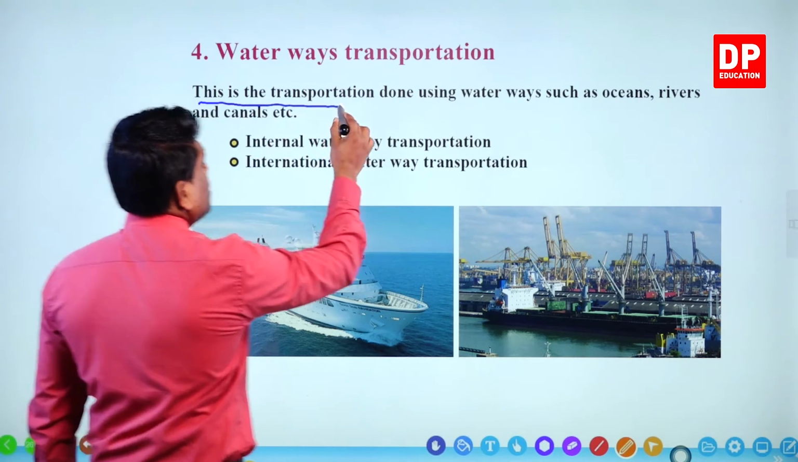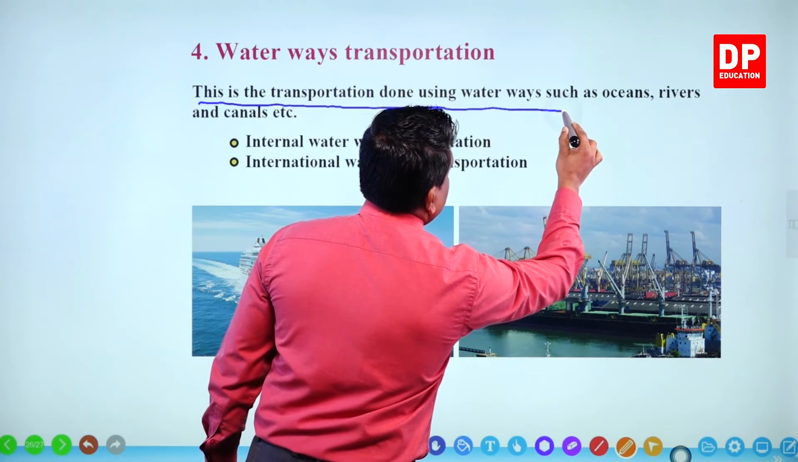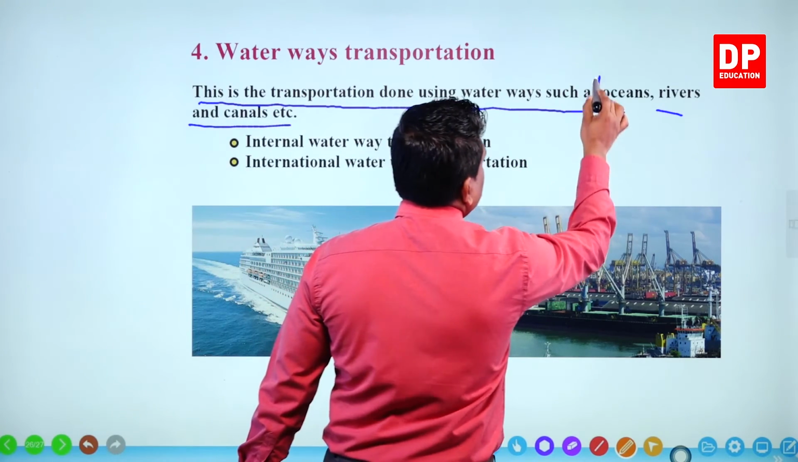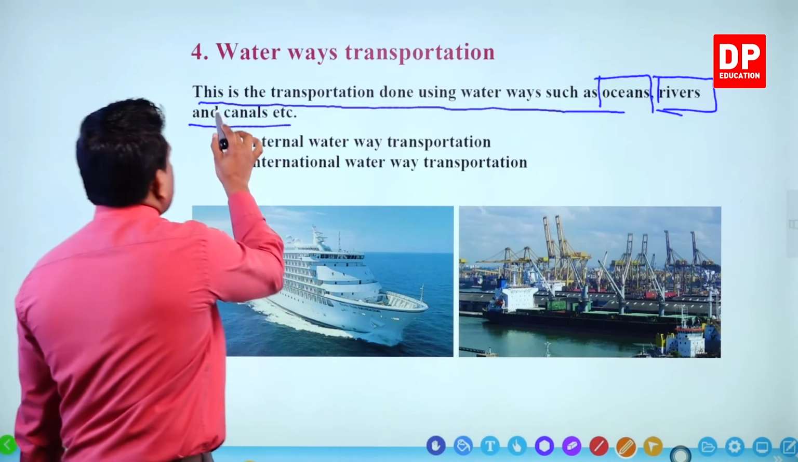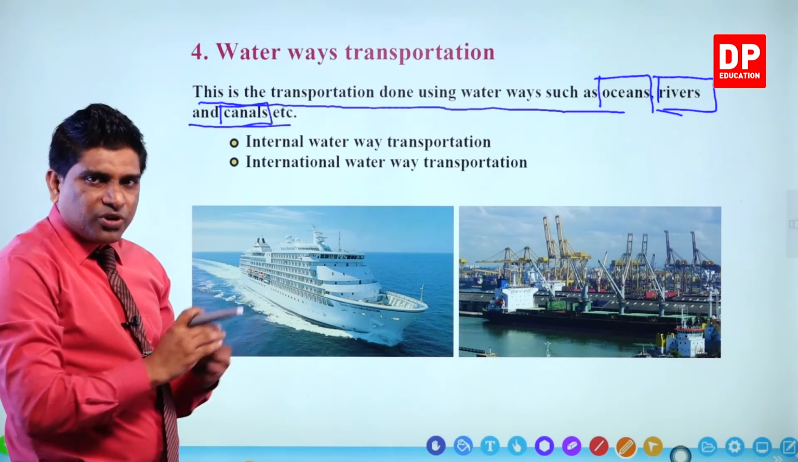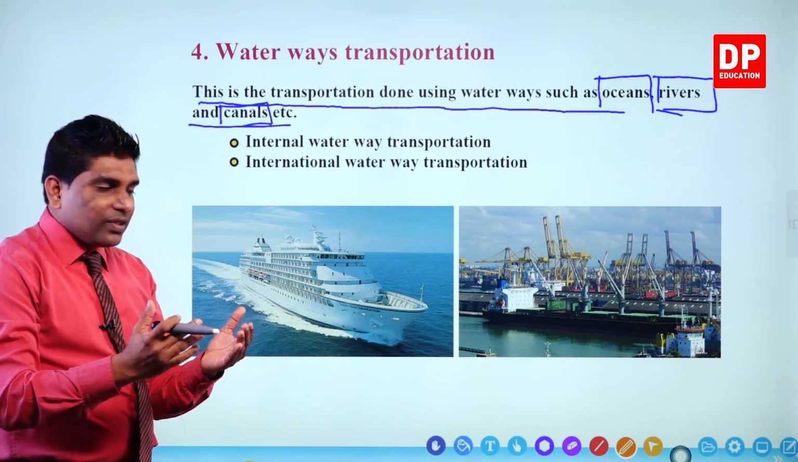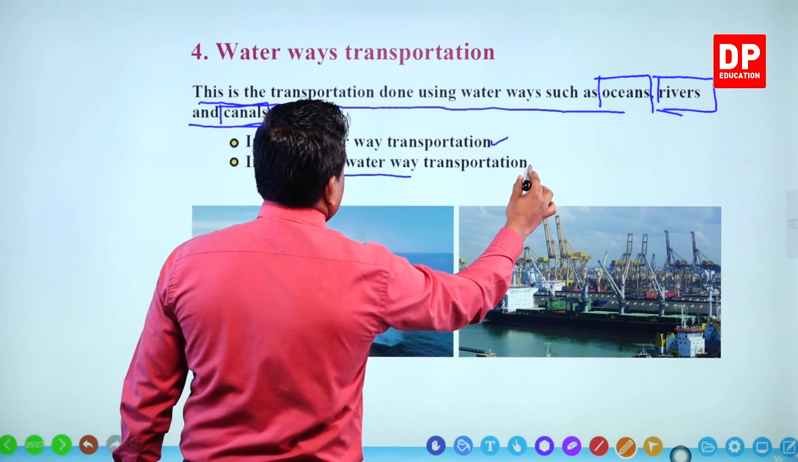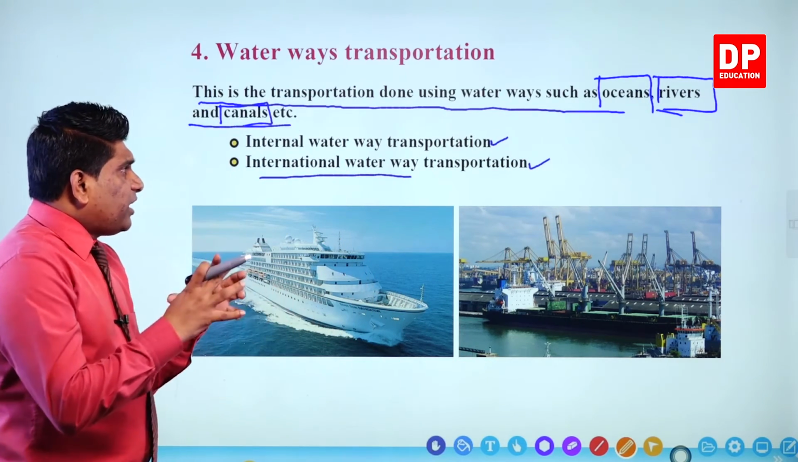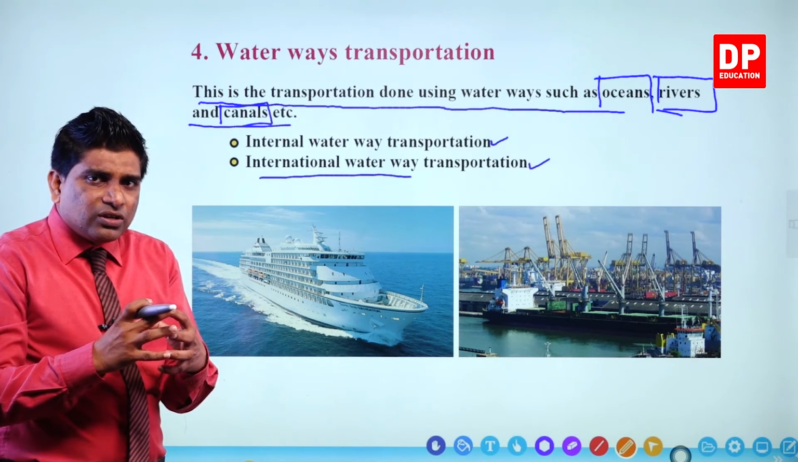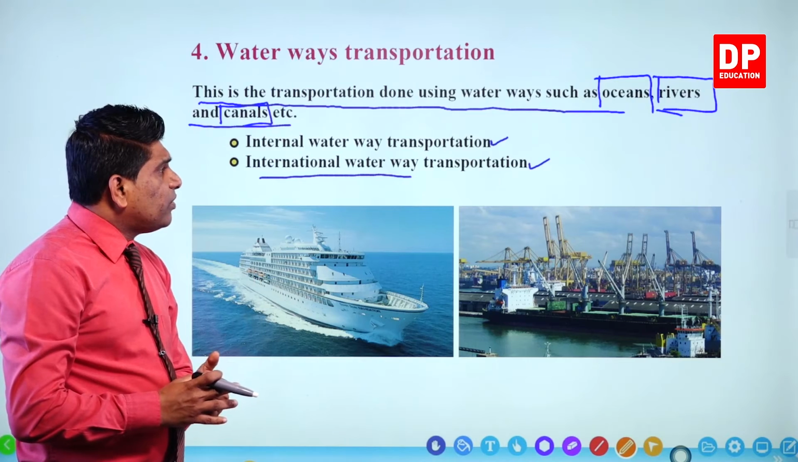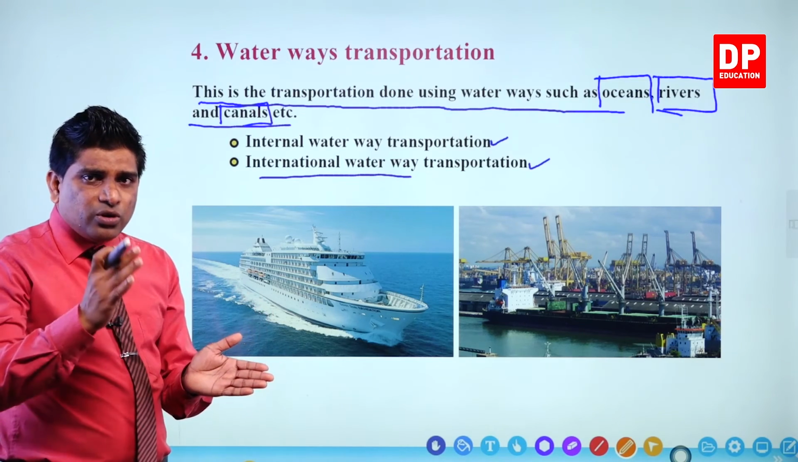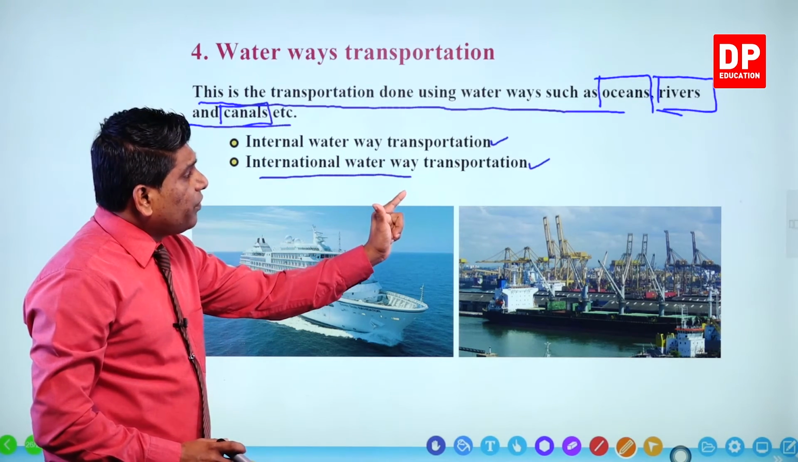This is the transportation done using waterways such as oceans, rivers and canals. Here we use what? Oceans. If not, we can use rivers. If not, we can use some canals to use the transportation, right? It is the way. Internal waterway transportation and international waterway transportation. Inside of the country, if you travel, it is internal waterway transportation. In import and export trade, we use international waterway transportation.